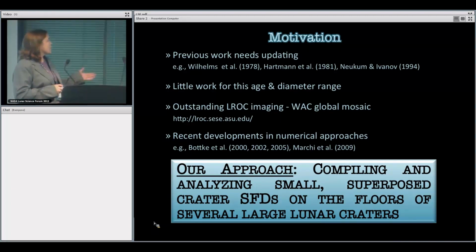And that's where the outstanding LROC imaging comes into play. The WAC global mosaic is at the perfect resolution to study this diameter range. And then there have also been recent developments in numerical approaches, improving chronologies and our understanding of the evolution of impactor populations. So our approach was to compile and analyze small superposed crater distributions on the floor of several larger lunar craters.